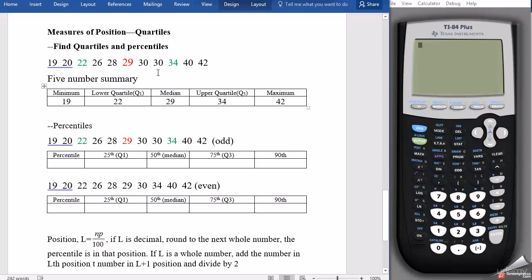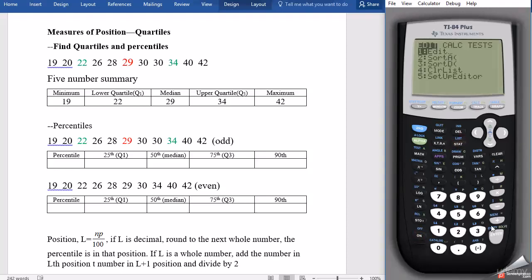This is an easy case because the number of values is small. We have 11 numbers here. When it becomes large, it becomes very difficult for you to arrange these and begin to do this. Okay, so let me show you how we can do this using the TI-84 Plus. We'll turn this on, go to stat and edit. You can see that these numbers have been entered in L1.